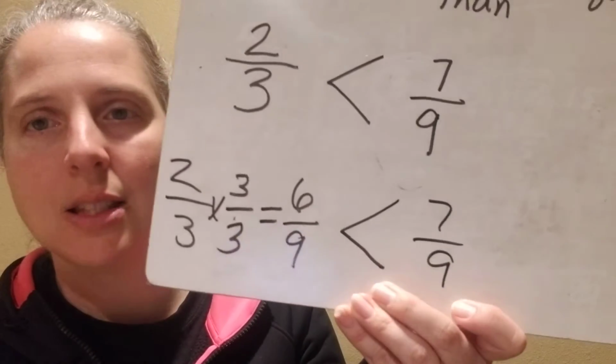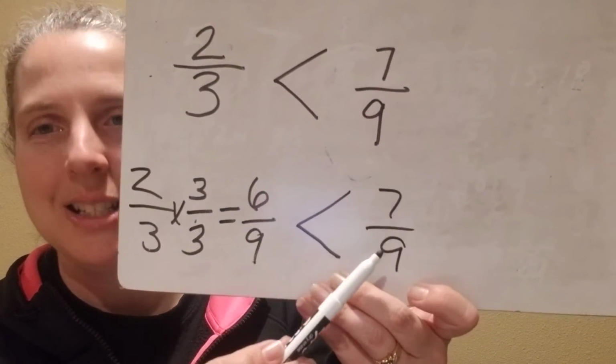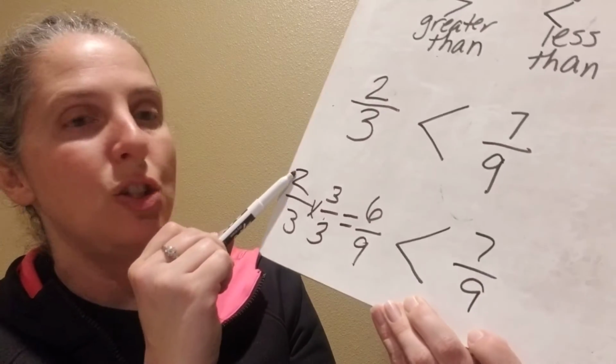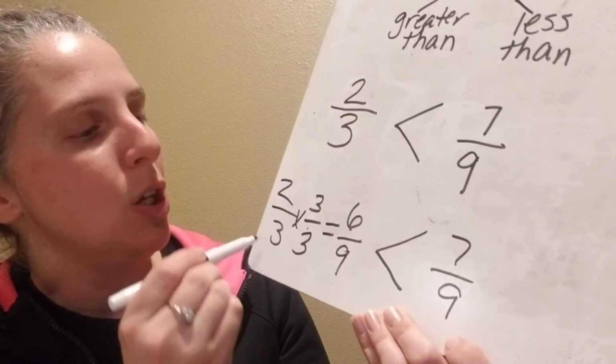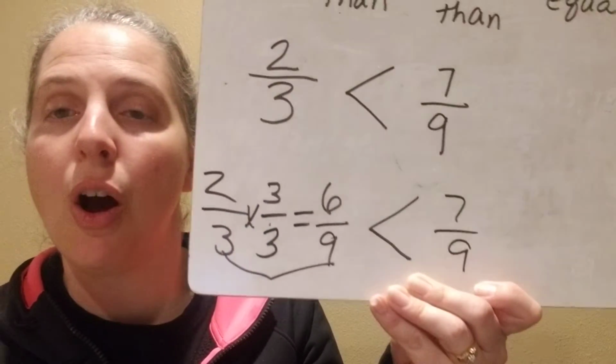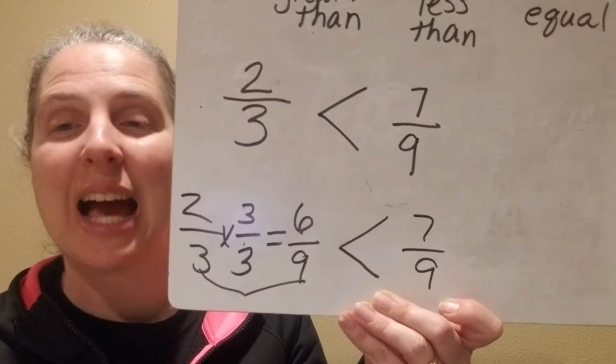Still 7 ninths. Read it. 6 ninths is less than 7 ninths, which means 2/3 is less than 7 ninths, because 2/3 and 6 ninths are equal, equivalent. They are the exact same. Good. All right, I'm going to give you one. I want you to do it totally on your own, and then you'll check back with the video.